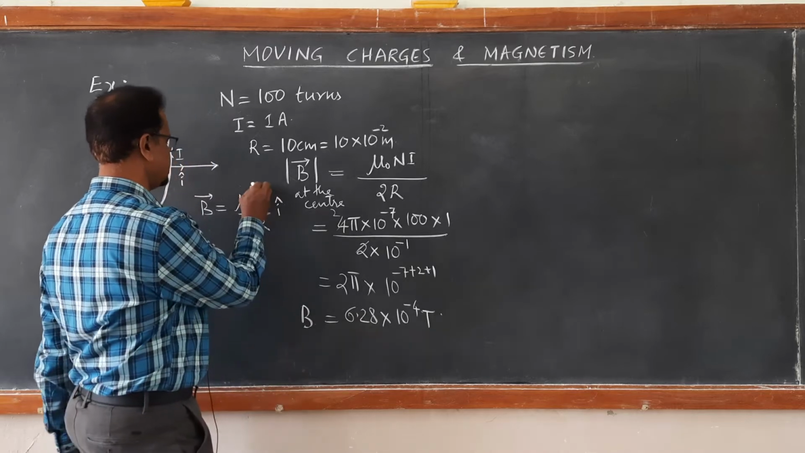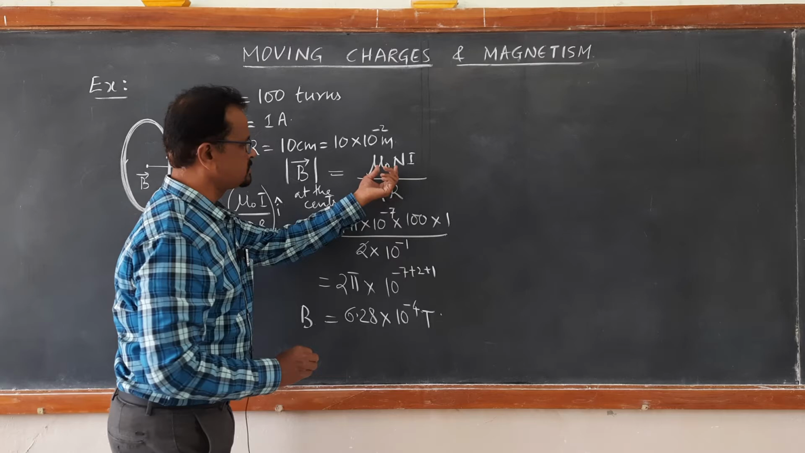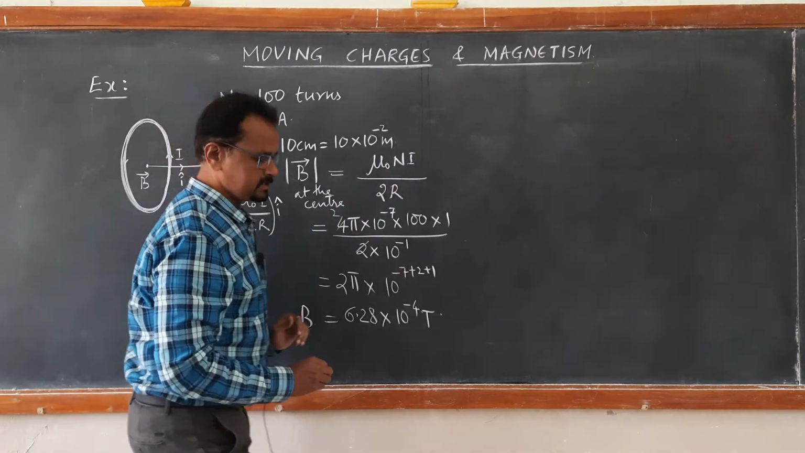So for a single turn, it is mu naught I upon 2R. For n number of turns, it is going to be mu naught N I upon 2R. So this is a simple problem.